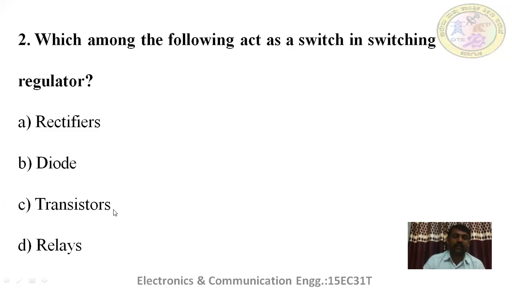This can be replaced by MOSFET, metal oxide semiconductor transistor, or it is replaced by IGBT, insulated gate bipolar transistors. So transistor, MOSFET, IGBT all are under the same transistor category. MOSFET is the improved version of transistor. IGBT is the combination of best features of transistor and MOSFET. So all three can be used as switch, but here for this MCQ, the answer is transistors.